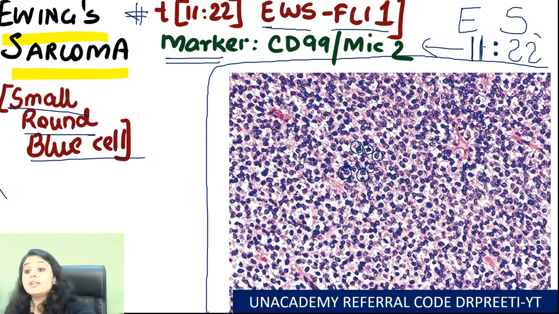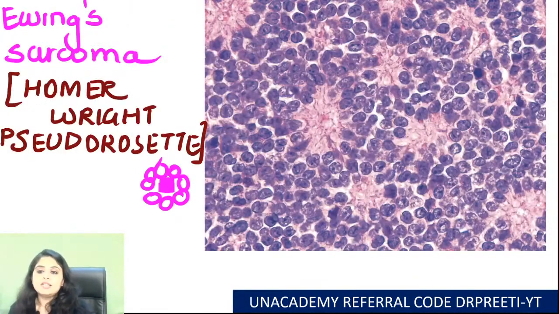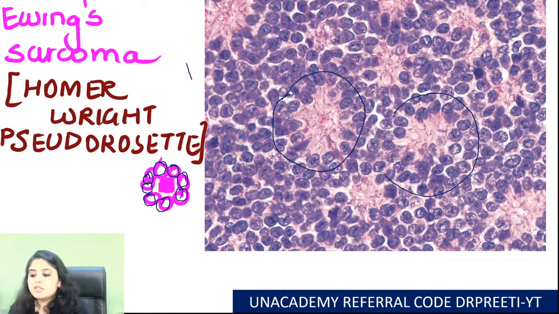Okay, moving on, what else can you see? This Ewing sarcoma is a beautiful picture that we have out here. So what do we have? We have some tumor cells which are arranged in a round manner and pinkish material in the center. Can you appreciate this round structure out here? We have tumor cells arranged in a round fashion with pink material in the center.